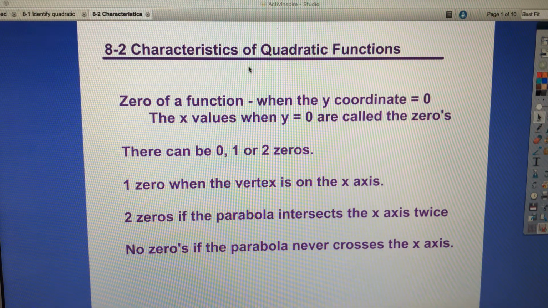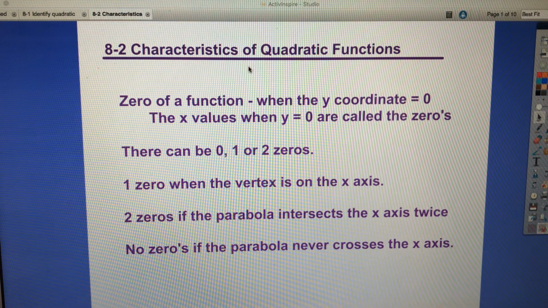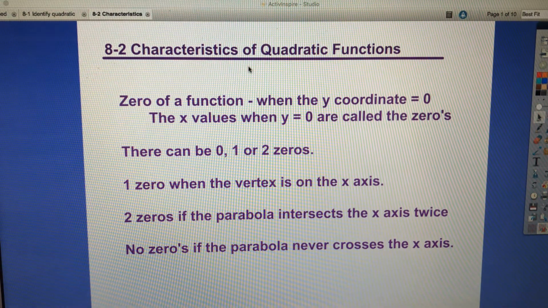Okay, welcome back. Part 2 of quadratic functions, characteristics of quadratic functions. So we start with something called... we're going to have a lot of vocabulary, so get ready for vocabulary, maybe even be ready to write these things down so that you have reference to them. Zero of a function is when the y coordinate equals 0.